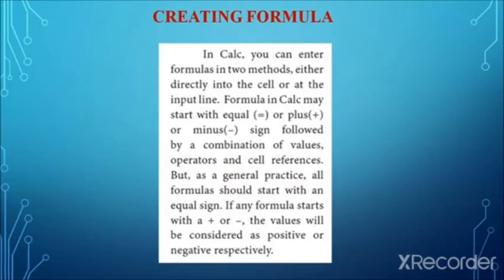By a combination of values, operators and cell references, we can create the formula. Most commonly, all the OpenOffice Calc formulas start with the equal symbol. So we have three symbols for starting the formula: equal, plus, or minus. Most commonly the equal to symbol is used, because plus and minus come under the positive and negative sign. So we use mostly the equal symbol.